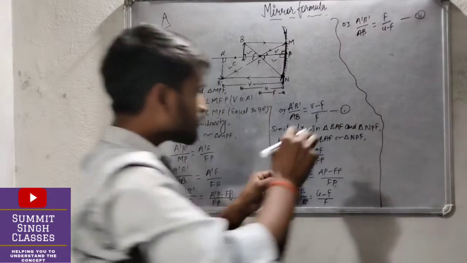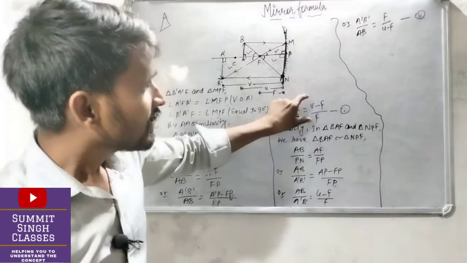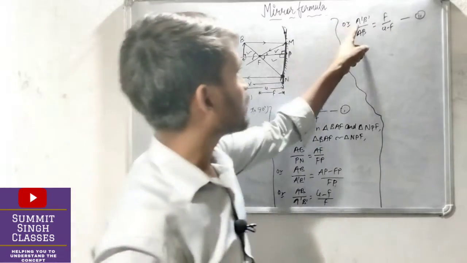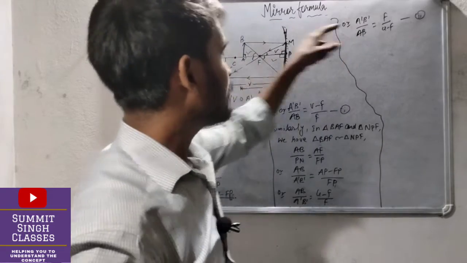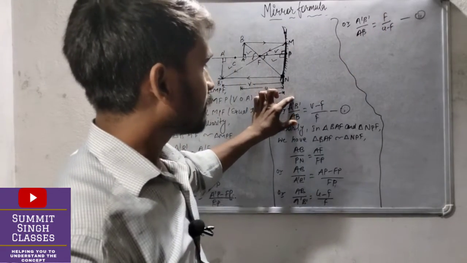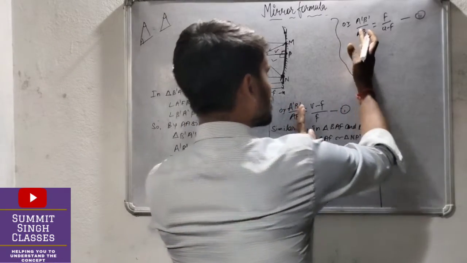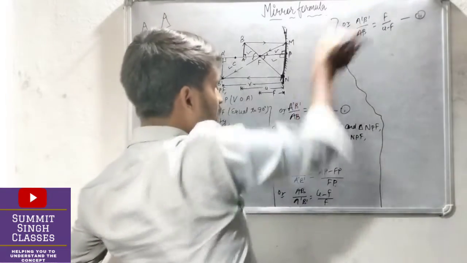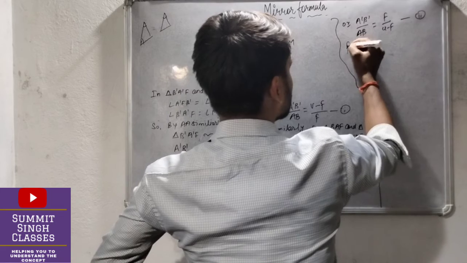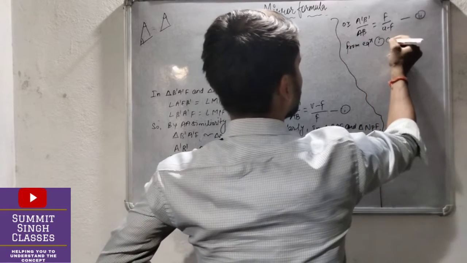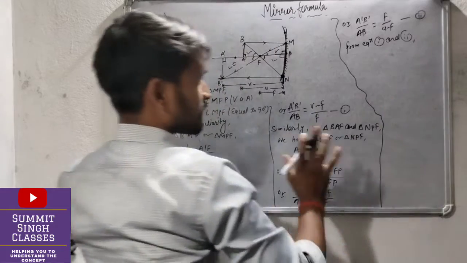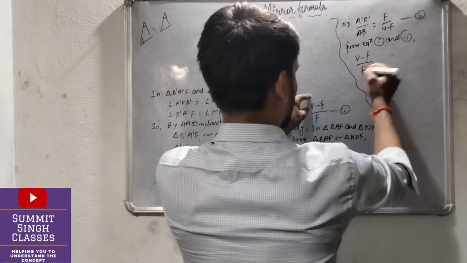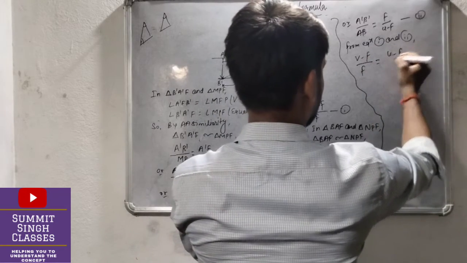This is the second equation. As you can see here, A dash B dash by AB is equal to v minus f by f, and A dash B dash by AB is also equal to f by u minus f. If one side is common in these two equations, then the other sides are also equal. So from equations 1 and 2, we have v minus f by f will be equal to f by u minus f.